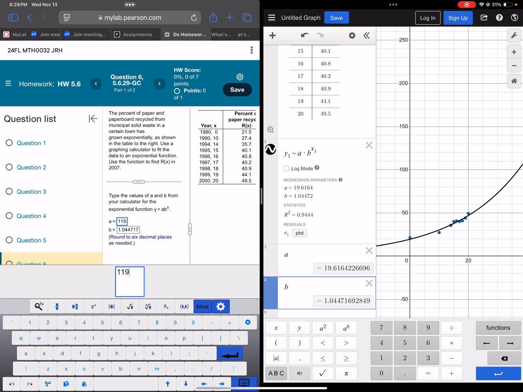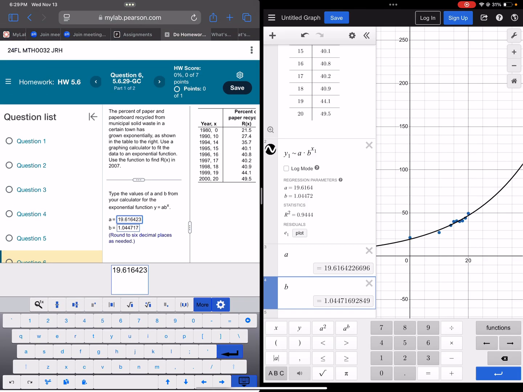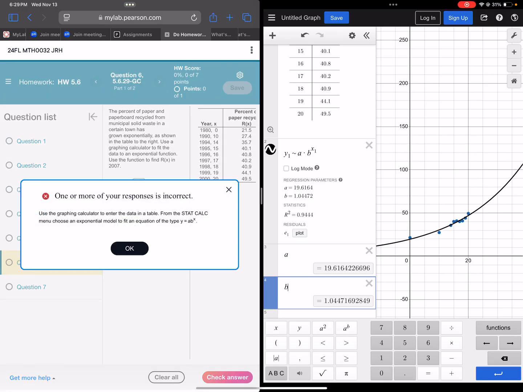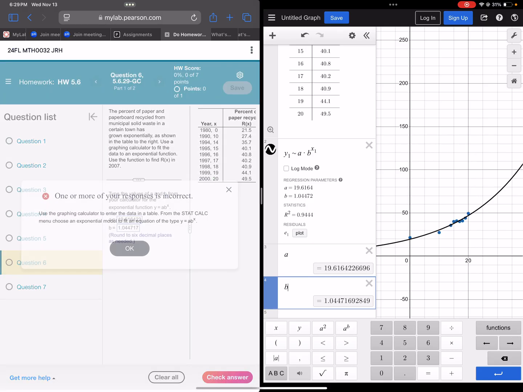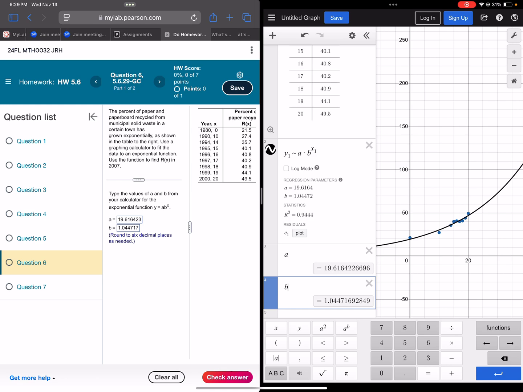Okay, I'll retype it. 19.616423. 2 3. Okay, 1 2 3 4 5 6 decimal places. All right, this will tell us if we're right or not. It says no. 1.044717, and the top one 19.616423. And those are the values that I got there.